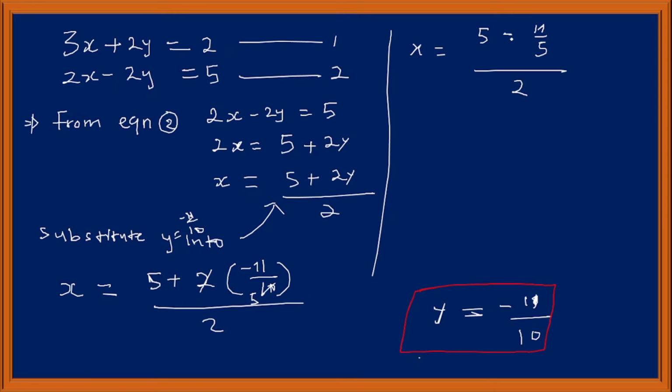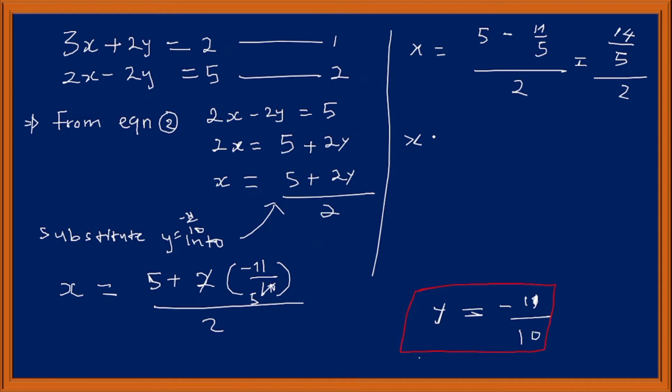So 5 minus 11 over 5 gives me 25 minus 11 divided by 5. That is 25 minus 11, so that should give me 14 over 5. Yes, everything there divided by 2.